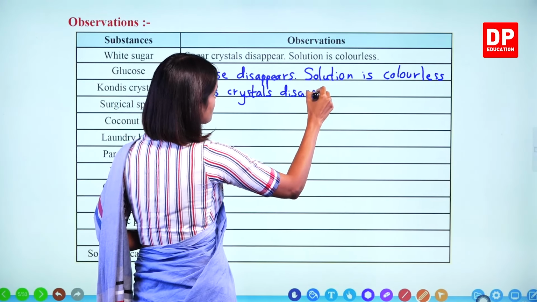Turmeric powder, again, as same as laundry blue. So the solution becomes yellow color, but at the same time, some amount of turmeric powder will remain at the bottom. It means it dissolves only partially. We will write. Some amount remains at the bottom. Yellow color solution.